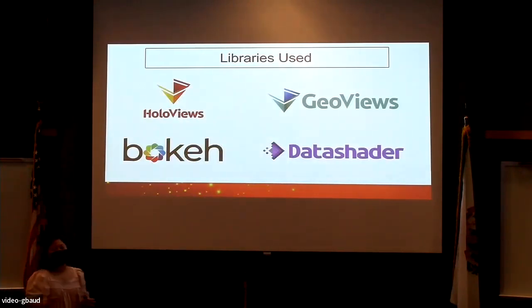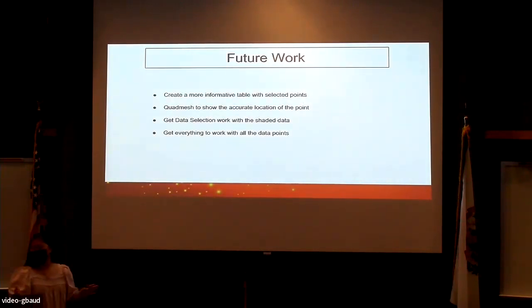The libraries I used for the whole project are HoloViews, GeoViews, and Datashader. So future work is getting more information in that table that you are able to use, for example, maybe the project that the data came from. I also want to work on getting the quad mesh to show the accurate location of the right ascension and declination. And overall, try to get it to work with 300 million antenna data eventually.